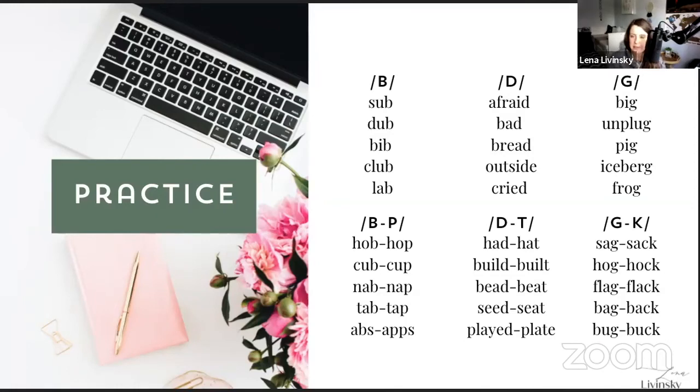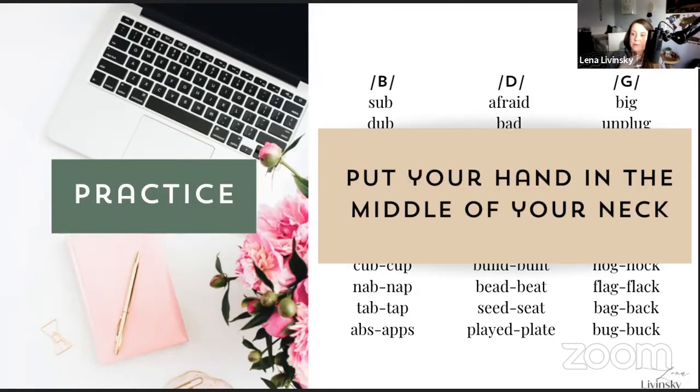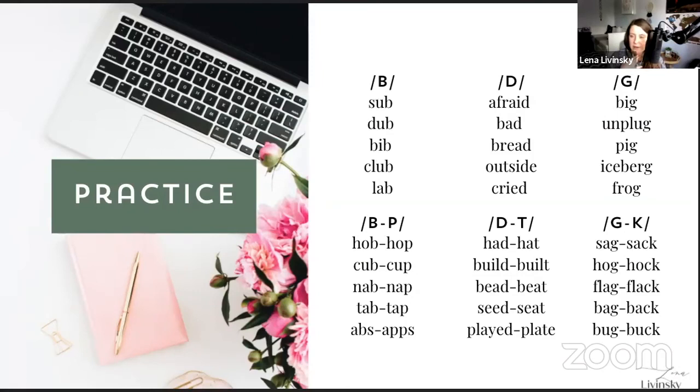Okay, so the minimal pairs are for g and k, because g is voiced, k is unvoiced, and they are sister sounds, right? So if you want to put your hand here, if you need to, to make sure the g, you feel like your hand is vibrating. For the g words and the k, it's not. You can do that if that's going to help you. So it's sag, sack, hog, hawk, flag, flack, bag, back, bug, buck.